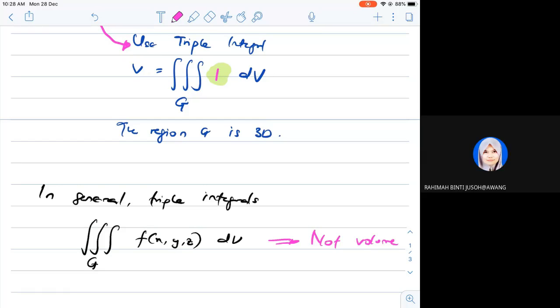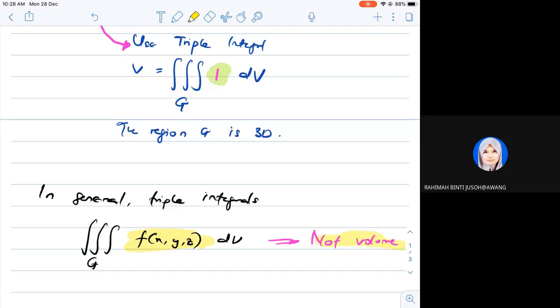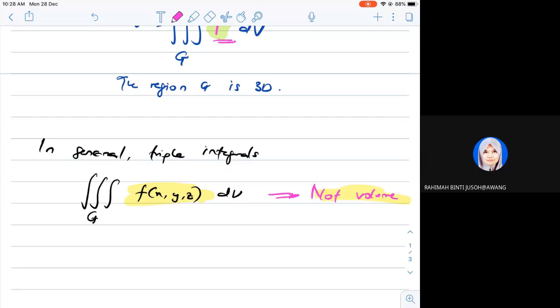About the function. Yes, because it has a function in the middle. Because there is a function here, it is not volume. Earlier, volume using a triple integral, the function is just one. This one. It must be one. But if it has f(x,y,z), a triple integral, this is not calculating volume. It means these are other applications. It is not volume. I will write it separately: other applications.